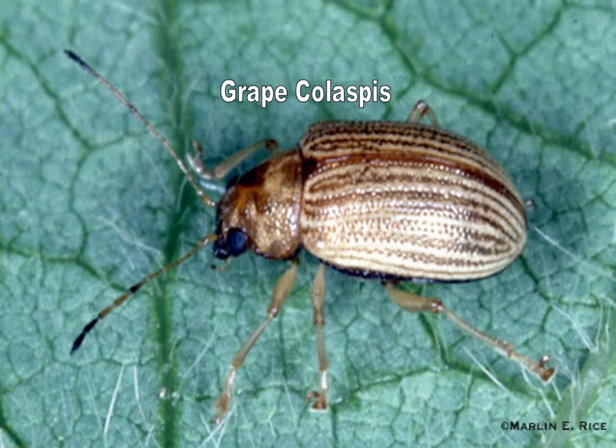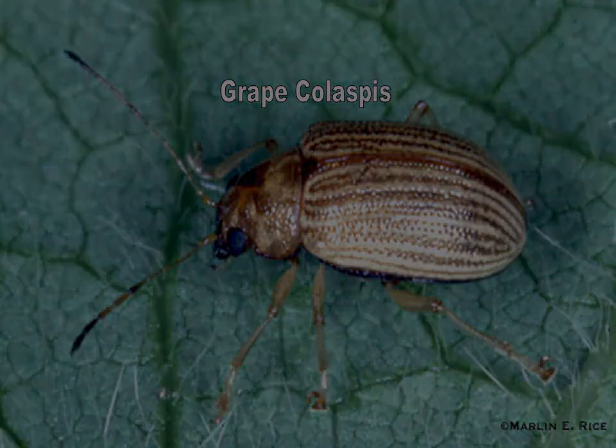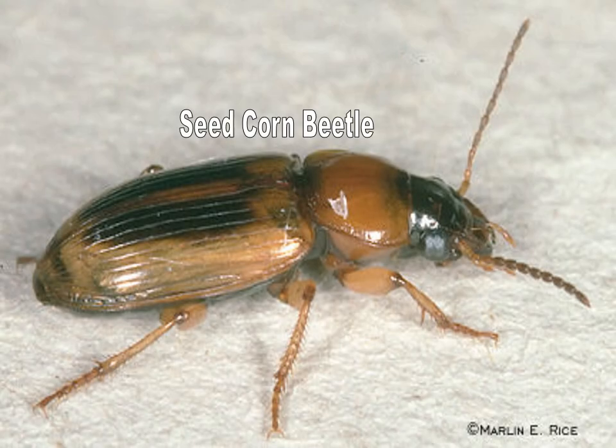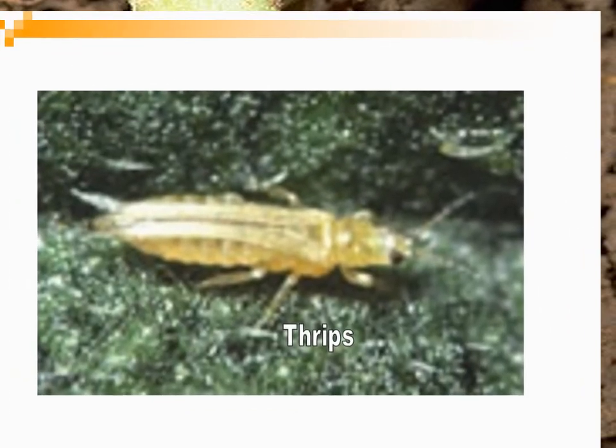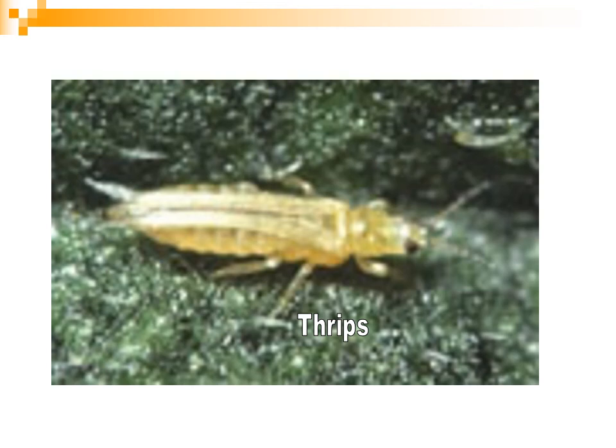There's a grape colaspis. I've seen a few of these, but not often in our part of the state. The seed corn beetle, which is the maggot, which is this one right here. Here's a picture of one that's fed enough and infested a soybean stalk enough that obviously that sucker's going to break right off, and you're going to not have a developing plant there. A thrip, again, a small little insect that probably doesn't cause that much challenge for us.